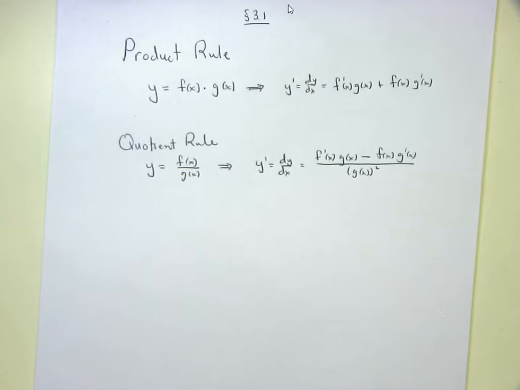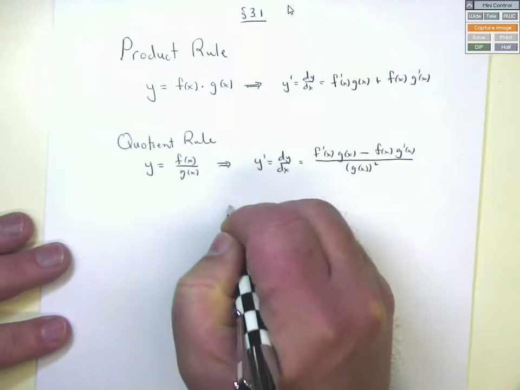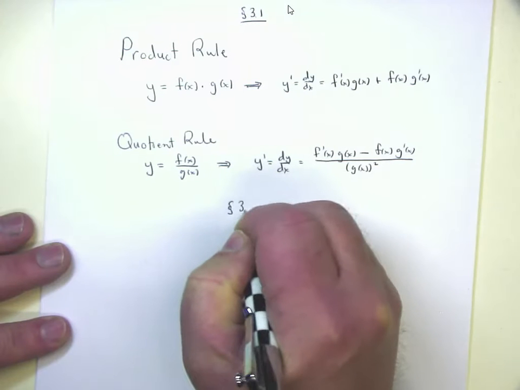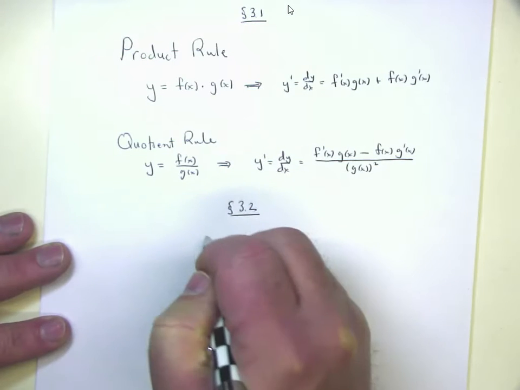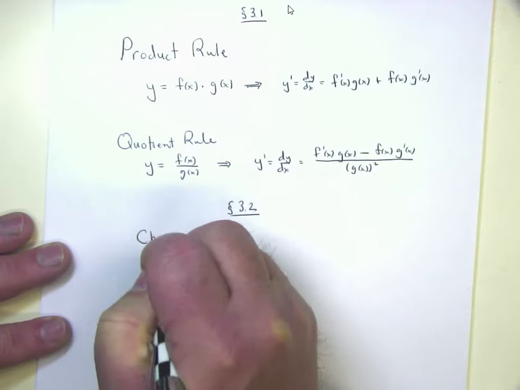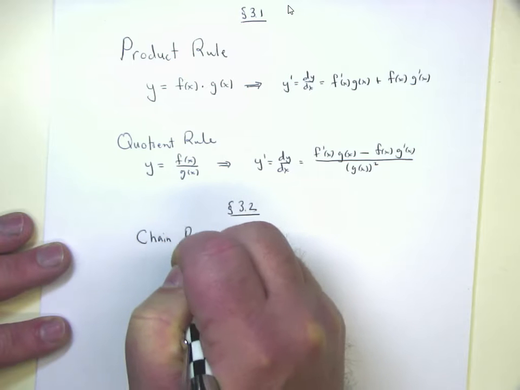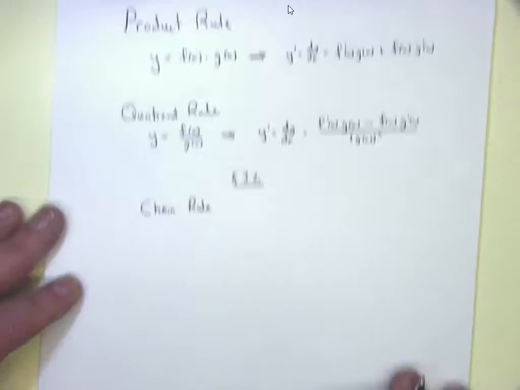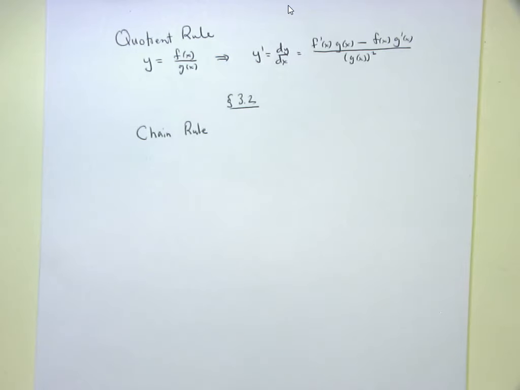Okay? So we were working on a few of these problems. Now today, we're moving into section 3.2. This is called the chain rule. Now this chain rule is very straightforward, and it's the way you need to look at it.